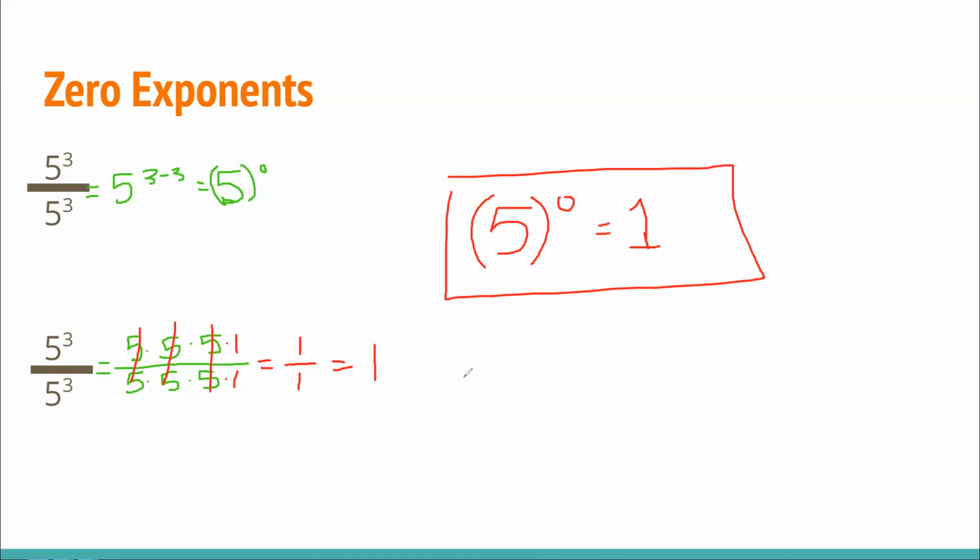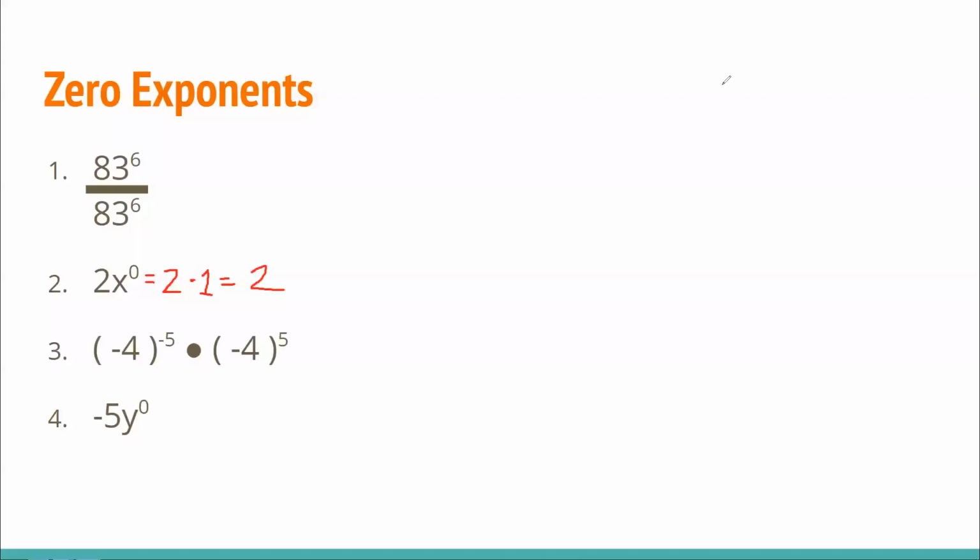So if I give you a problem like 2 times x to the 0th power, I know x to the 0th power equals 1. I'm going to copy down the rest of my problem, so I have 2 times 1, and that's going to equal 2. So this original problem of 2 times x to the 0th power equals 2. So I just did this problem for you. I know that x to the 0th power equals 1, so 2 times 1 equals 2.